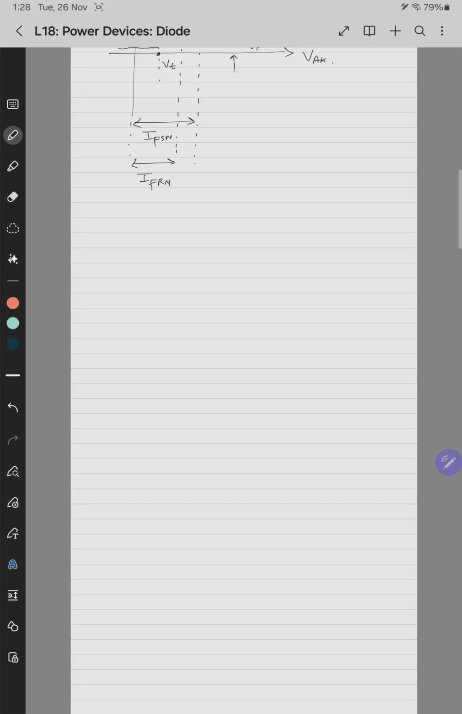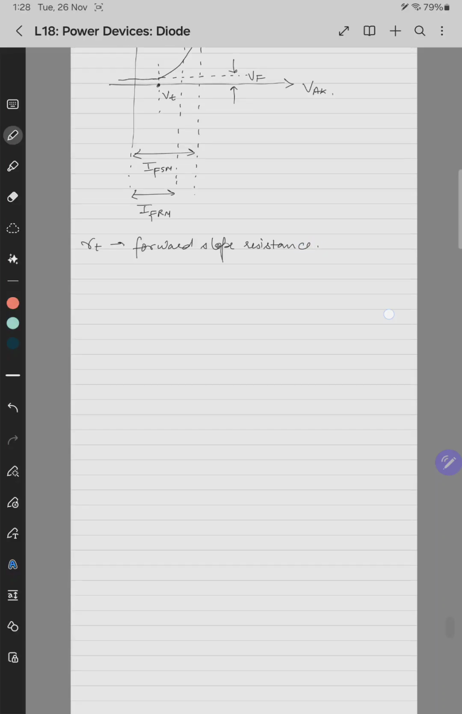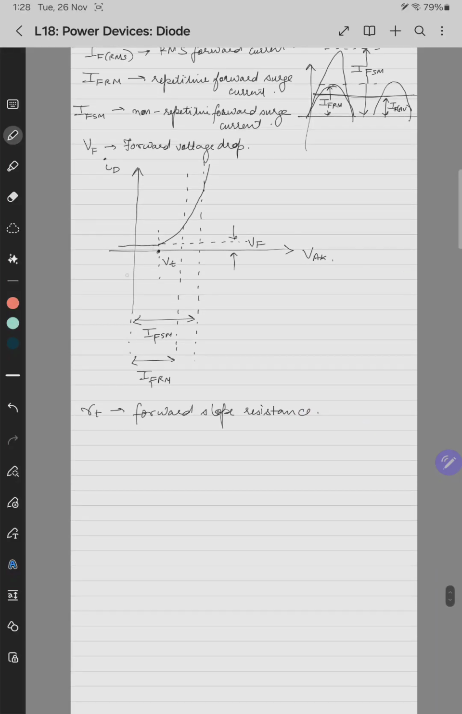Then one resistive characteristic of a diode as per turn on is nothing but the RT. So RT is nothing but the forward slope resistance. So if the IV characteristic is like this, so if we draw like this, this is RT.